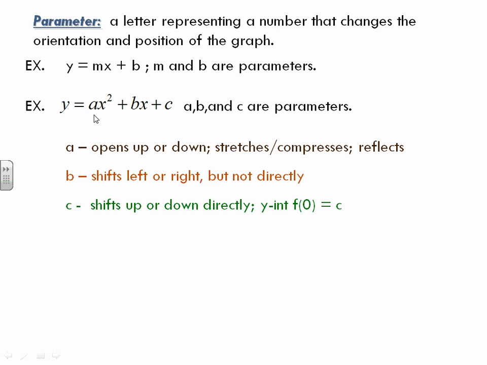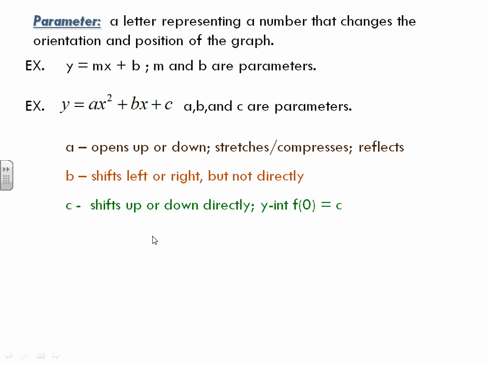And then in a quadratic, the a, b, and c, those are your parameters. What a does is it opens up or down, which represents the reflection. Also, the number of a stretches or compresses your graph vertically. b is going to shift your graph left and right, but it's not a direct shift, so it's in conjunction with that negative b over 2a that we looked at before. And then c is also your y-intercept, which shows us your graph shifting up and down.